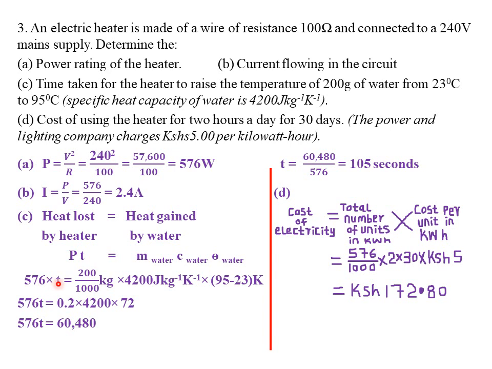So 576 times T, you just get 576 T. Then 200 divided by 1,000, you'll get 0.2. Then of course times 4,200 times 95 minus 23, you'll get 72 Kelvin. So if you compute 0.2 by 4,200 times 72, you are going to get 60,480. If I make time subject of the formula, I'll divide both sides by 576.